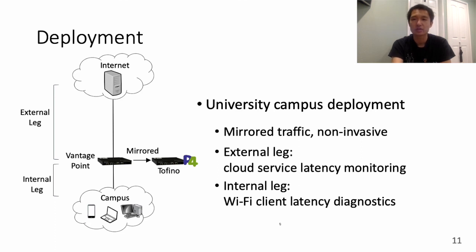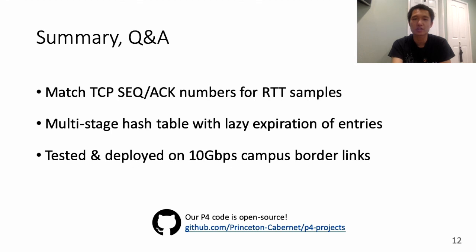In summary, today we present an algorithm that matches the TCP sequence and acknowledgement numbers to produce many RTT samples per TCP flow. The algorithm runs in the switch data plane and uses multi-stage hash tables to reduce the effect of hash collisions. It uses lazy eviction to solve the issue that most entries are never deleted by an incoming ACK. We tested and deployed our algorithm on 10 gigabit per second campus border links using mirrored traffic and a Barefoot Tofino programmable switch. Our P4 code for the Tofino switch is open source.